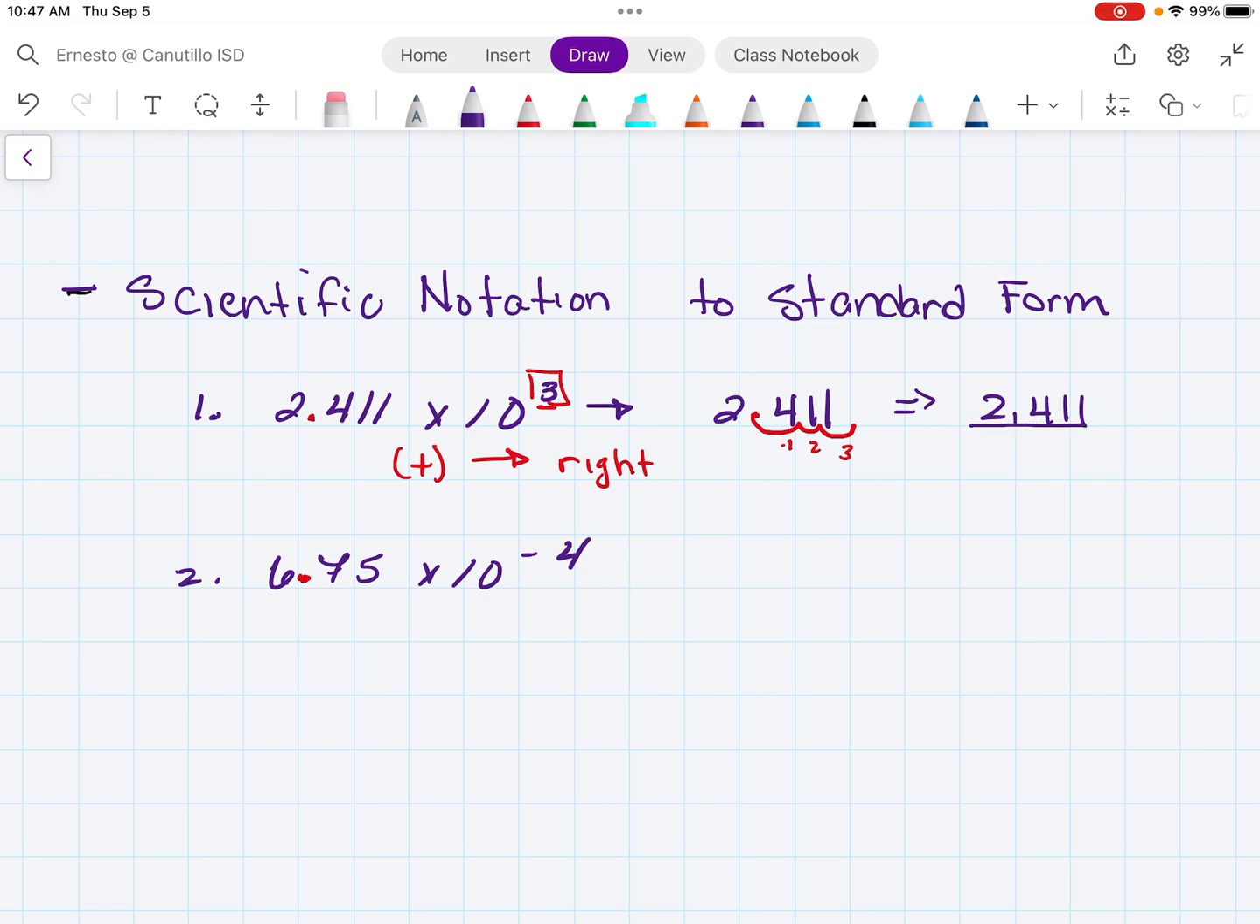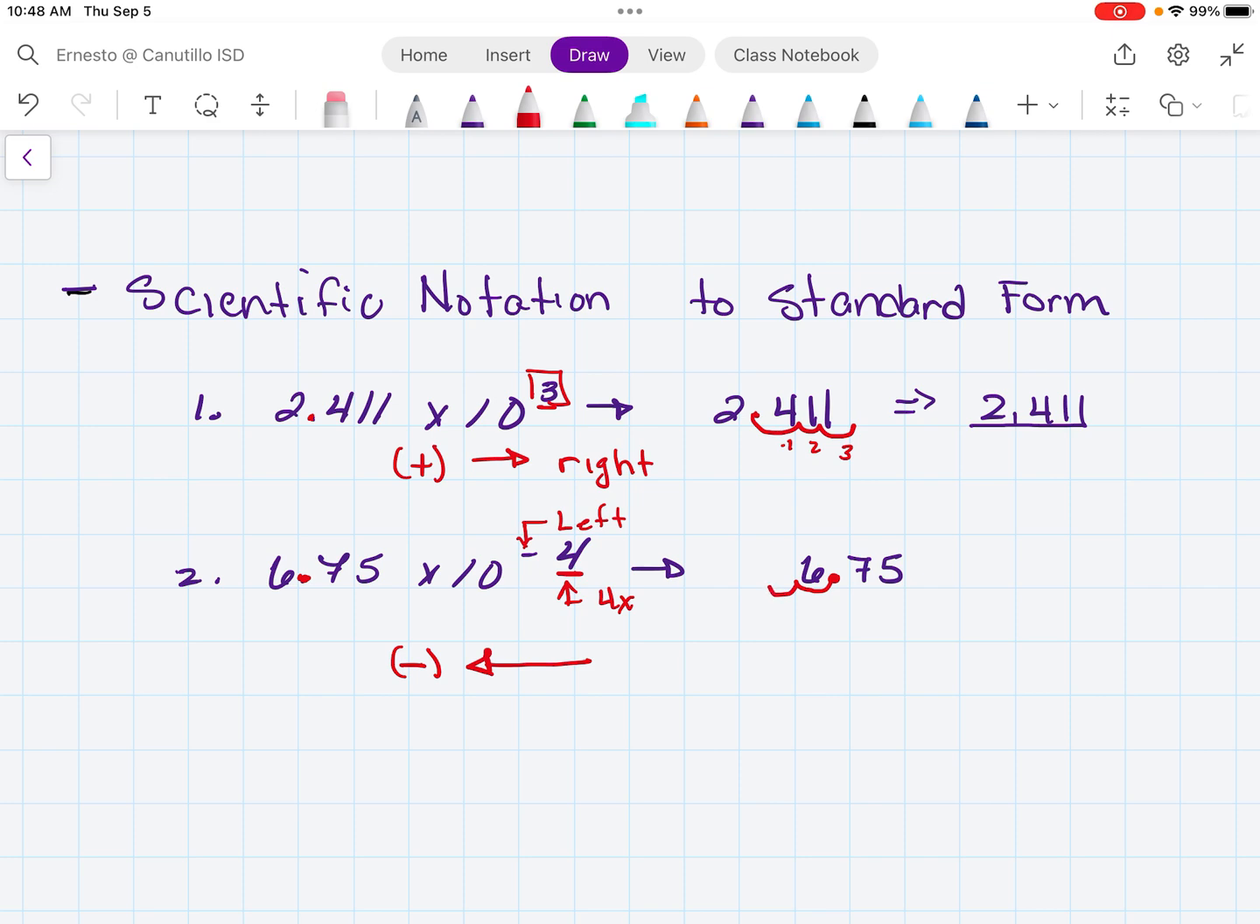Now, this one is the same thing, right? I'm going to go ahead and write my decimal, 0.75. Okay, here's my decimal point. Now, this exponent says I'm going to have to jump 4 times. But because it's negative, I'm going to move the decimal in the opposite direction. So I'm going to move it to the left, right? So this tells me I'm moving left, and this number tells me I'm moving left 4 times, right? So let's go ahead and move our decimal.